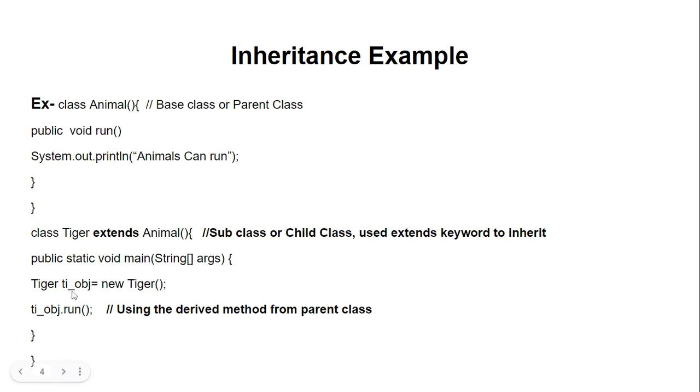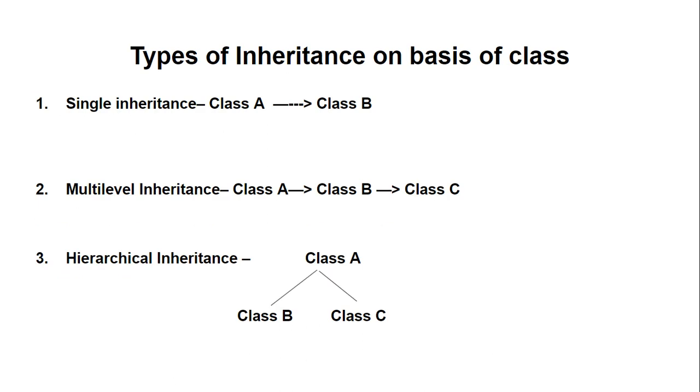Here we are creating one object, ti_obj is equal to, and from this ti_obj object we can easily call this method because we have already extended the class. So this is how we can use a derived method from our parent class. This is all possible because OOP has one property, that is inheritance.